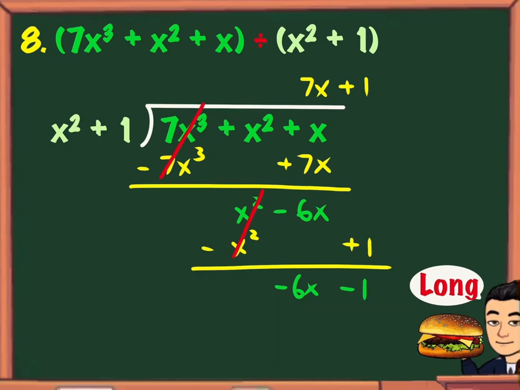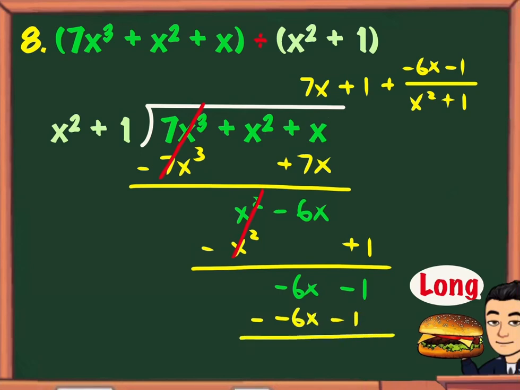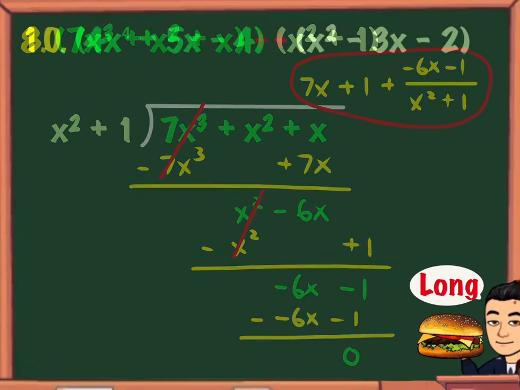In order to make the remainder equal to 0, we're going to write a fraction. On the bottom is going to be the divisor, so it's going to be x squared plus 1. And the top is going to be the remainder, so negative 6x minus 1. So we're going to be subtracting the same product as the remainder, and everything is going to equal 0. And this is going to be your quotient. So let's take a look at number 10.